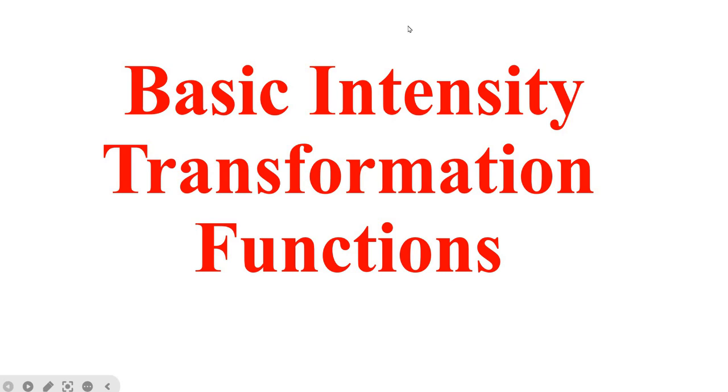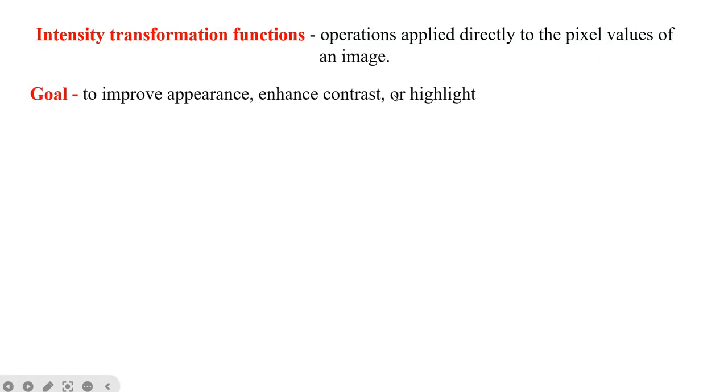Hello everyone. In this video, we will see some basic intensity transformation functions. As we all know, intensity transformation functions are among the simplest of all the image processing techniques. In digital image processing, intensity transformation functions are the operations which are applied directly to the pixel values of an image, and their goal is to improve the appearance, enhance contrast or highlight certain details. These functions operate in the spatial domain, meaning they work on the image pixels directly.